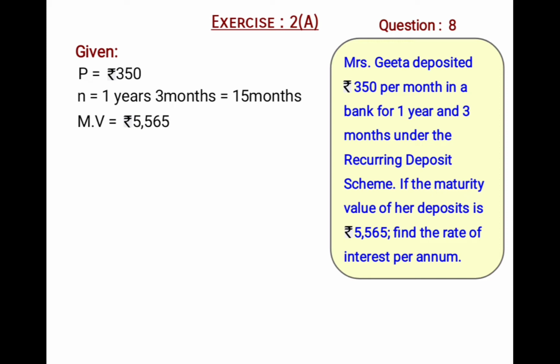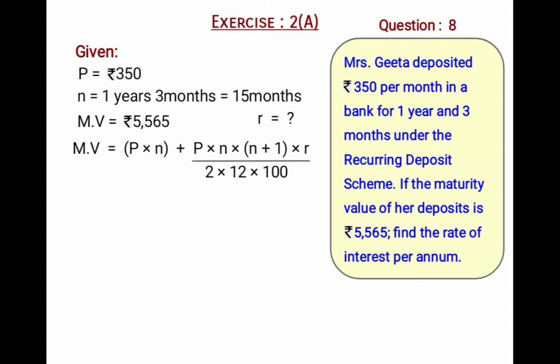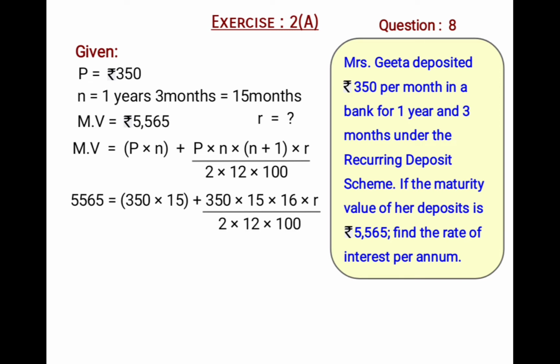Now we are going to find the value of R. As we know, we want to write the MV formula. Then we want to substitute the values of P, N and MV. That is 5565 is equal to 350 into 15 plus 350 into 15, 15 plus 1, 16. We don't know the R value, so we are writing R as it is. Whole divided by 2 into 12 into 100.